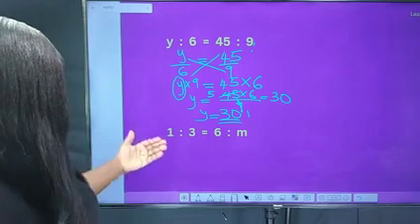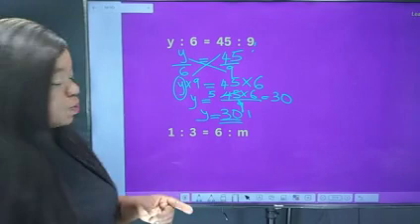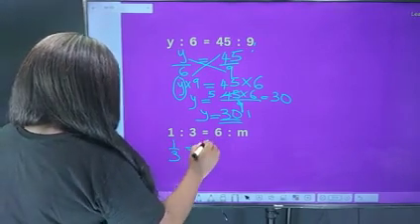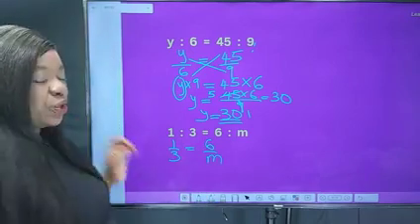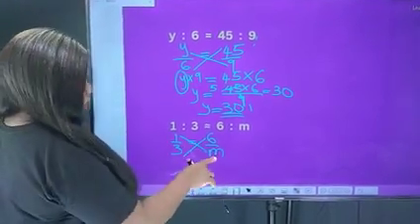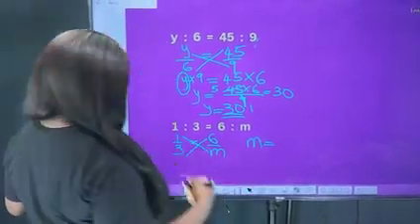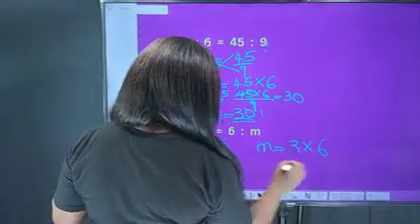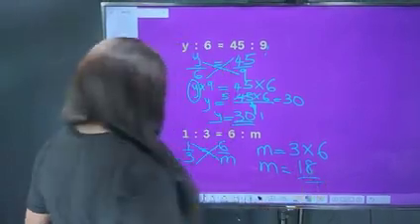Okay? Now, the next example is 1 to 3 equals 6 is to m. Let's express as fraction. So that will be 1 over 3 equals 6 over m. And at this point, after expressing as fraction, you should cross multiply. This is how to cross multiply. So m times 1 is the same thing as m, or 1 times m is the same thing as m, equals 3 times 6. That is m is equal to 18, because 3 times 6 will give us 18.